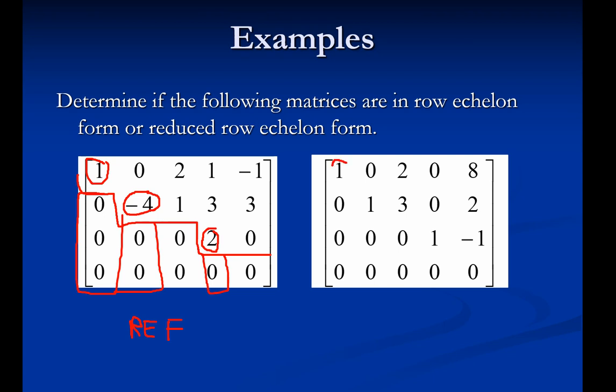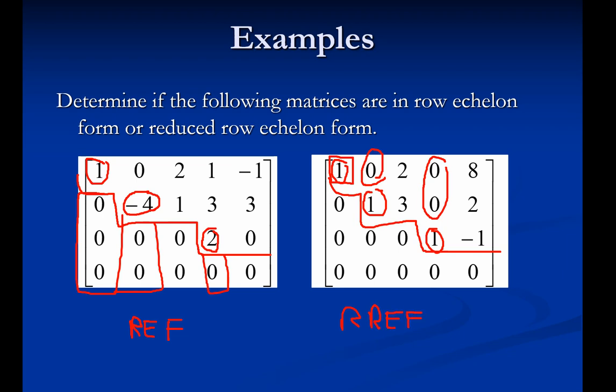Okay, what about this one? So here's a leading entry, a leading entry, a leading entry. So we do in fact have the stair-step pattern. We have zeros below. Oh, but we also have zeros above the leading entries, and all the leading entries have been converted to 1s. So this is our RREF. The extra two steps have been done where we convert the leading entries to 1s and we get zeros in the column above each of the leading entries.